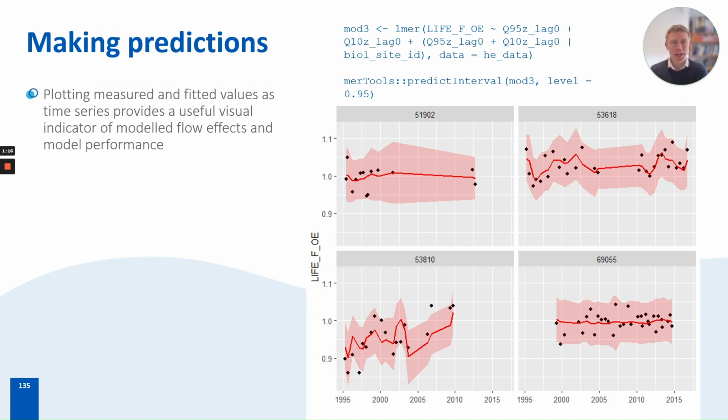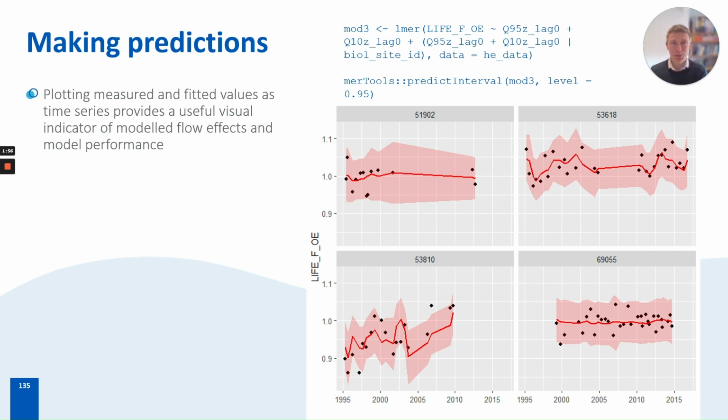So once we've got a model that we're happy with, that provides a reasonable representation of our data and meets the assumptions of our modelling approach, we're then in a position to use that model to make predictions. A useful starting point is to use the model to make predictions under the historical flow conditions. Plotting up the measured biological metrics and the fitted values from the model as a time series provides a really nice visual way of summarising the strength of the model flow effects and also the overall performance of the model.